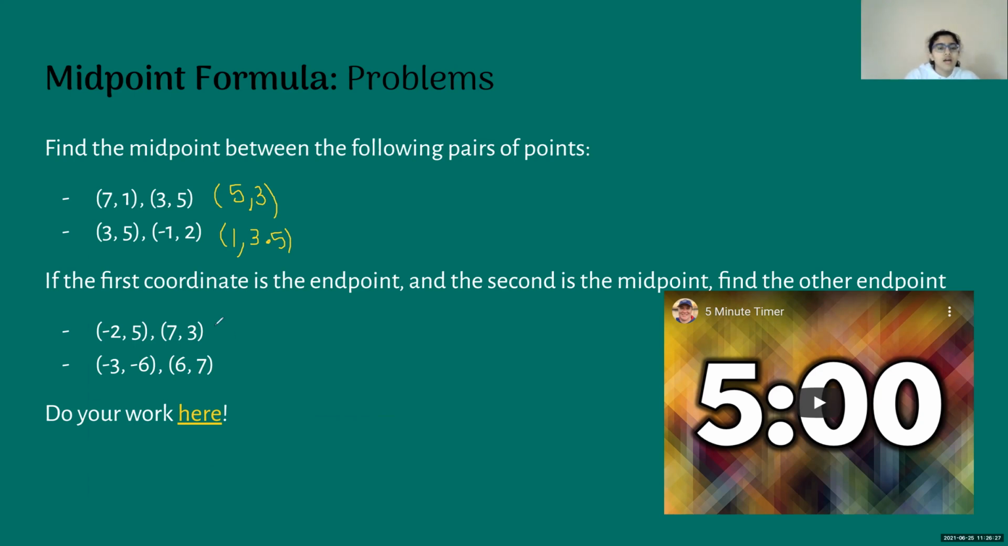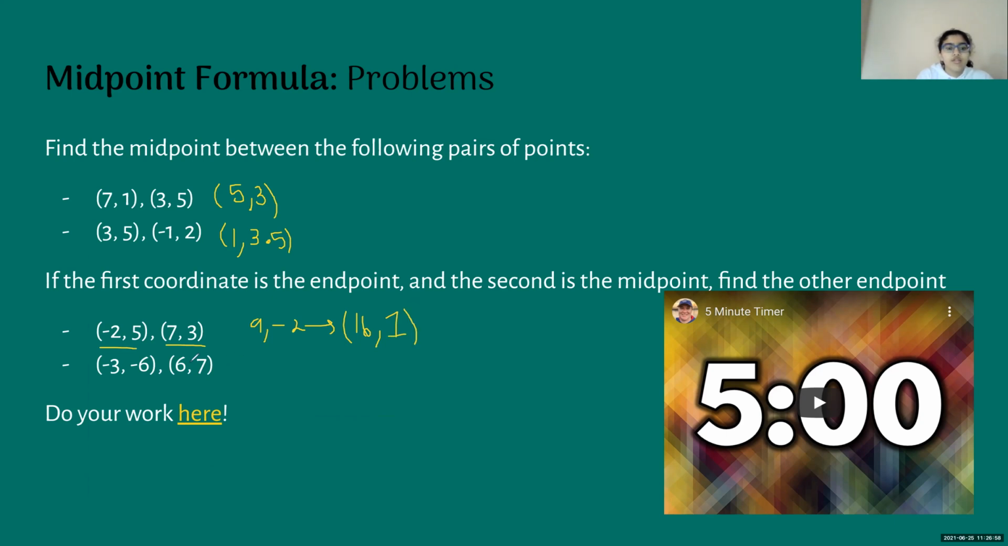Okay, so if the first coordinate is the endpoint and the second is the midpoint, find the other endpoint. So we do 7, 3 minus -2, 5, and then we get 9, -2. So we would add that to the midpoint, and we'd get 16, because 9 plus 7 is 16, and then negative 2 added to 3 is equal to 1. So 16 comma 1 would be our answer.